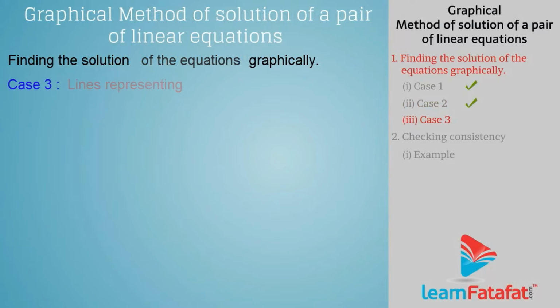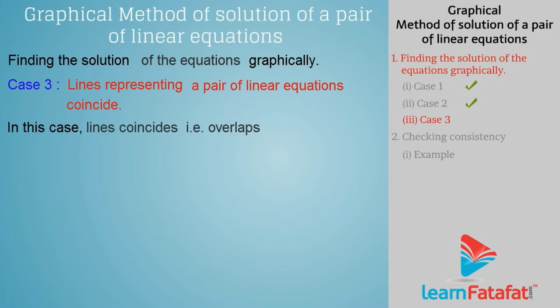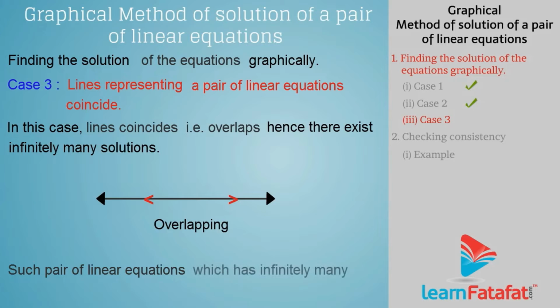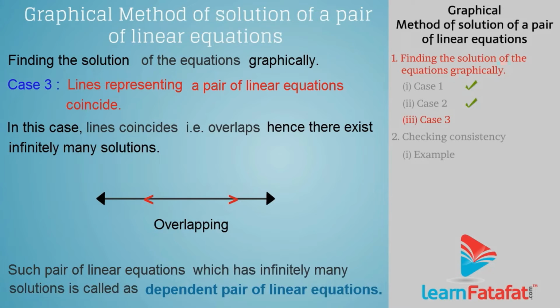Case 3. Lines representing a pair of linear equations coincide. In this case, the lines coincide, that is, overlap. Hence, there exist infinitely many solutions. Such a pair of linear equations which has infinitely many solutions is called a dependent pair of linear equations.